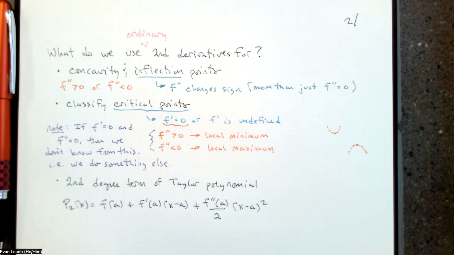So in our second degree term in the Taylor polynomial, the second derivative shows up. What we want to point out here is that the first degree Taylor polynomial is the tangent line.